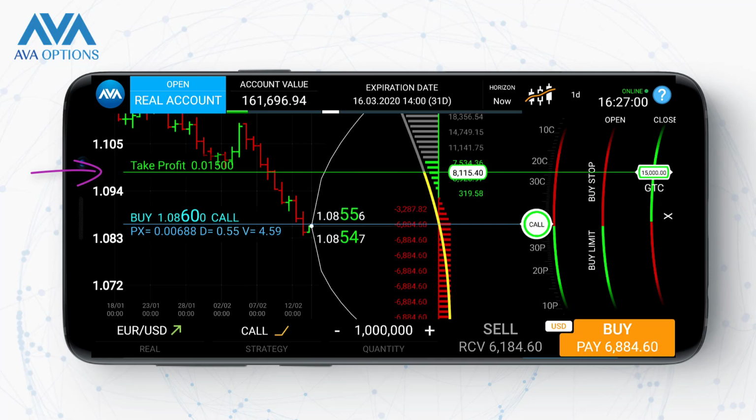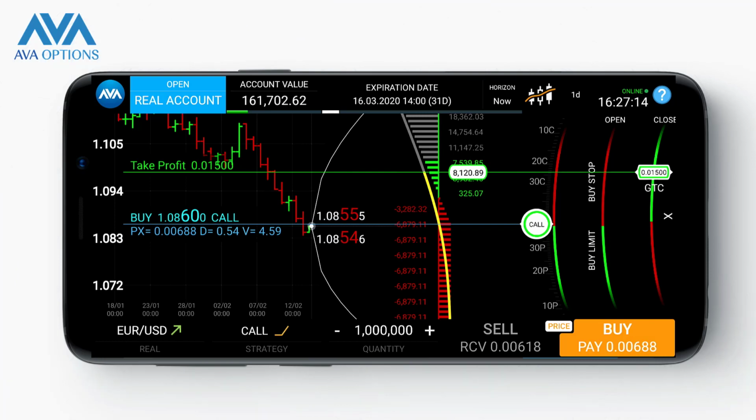So we see that spot needs to go up about 140 pips in order for the option to go up from a price of 68 pips to 150 pips. This makes sense since the delta of an at-the-money option is 50%.